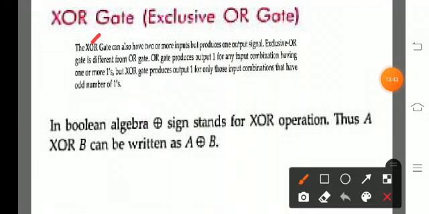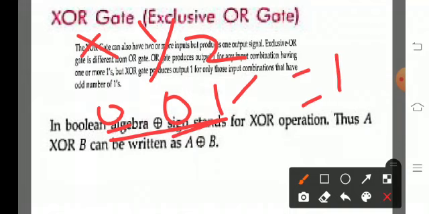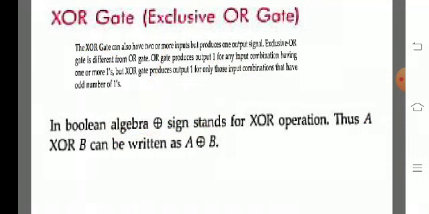So suppose odd numbers of 1, with x, y, z. Suppose 0, 0, 0. Suppose 0, 0, 1. See here, only 1 is there, so it is an odd number of 1s. So the answer is 1. The next one, 1, 0, 1. Now how many ones are there? 1, 2. 2 ones are there. 2 is an even number. So the answer is not 1, it is 0.